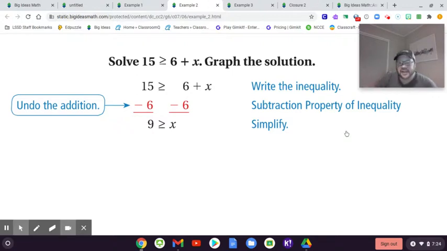Here's the trick, though. When you're graphing, a lot of you see the greater than or equal to, and you automatically shade to the right.